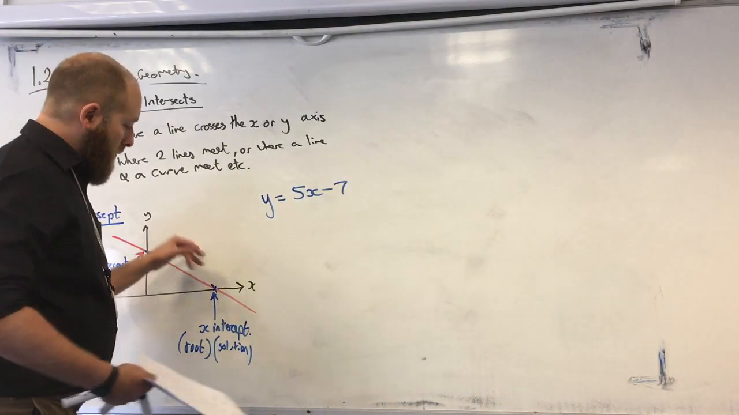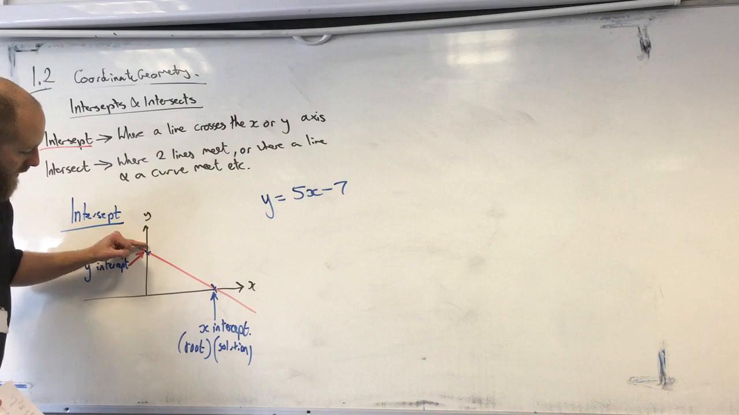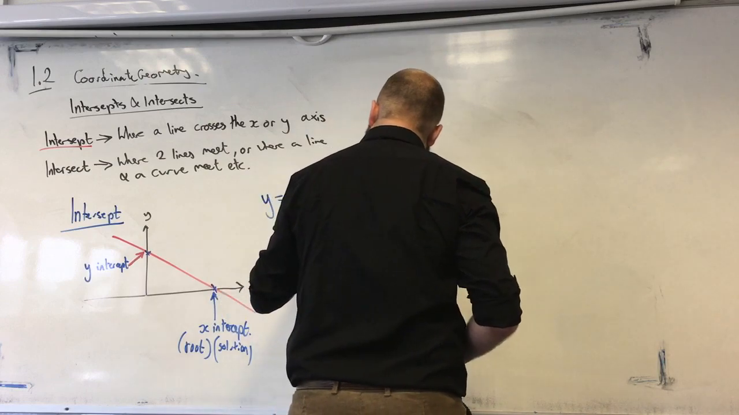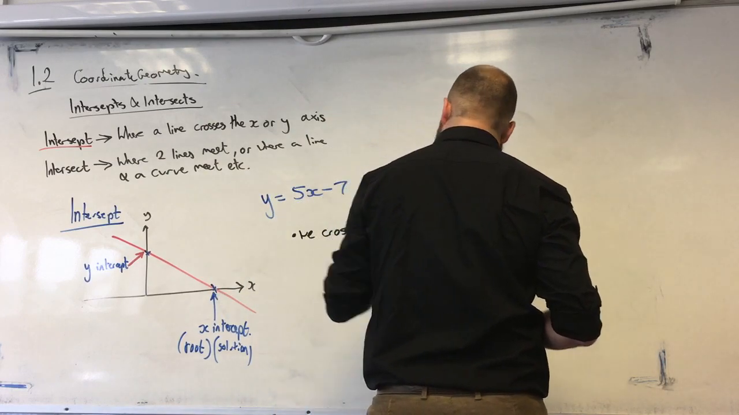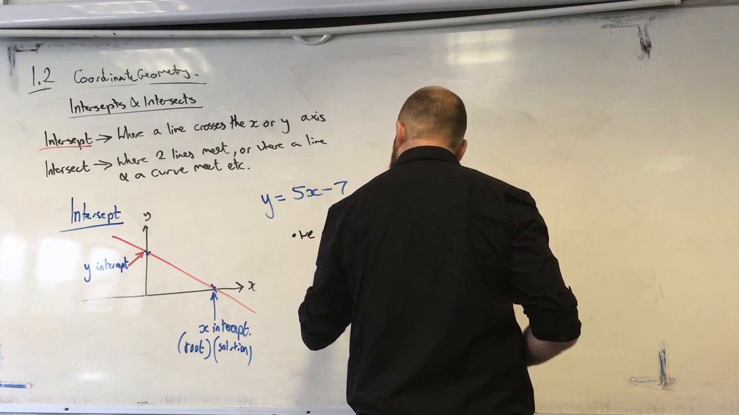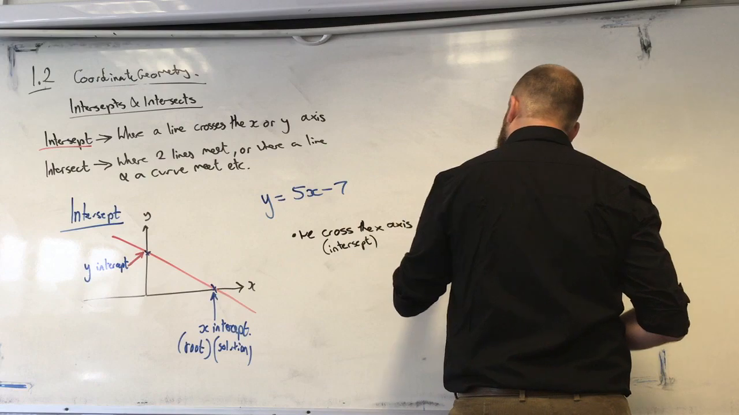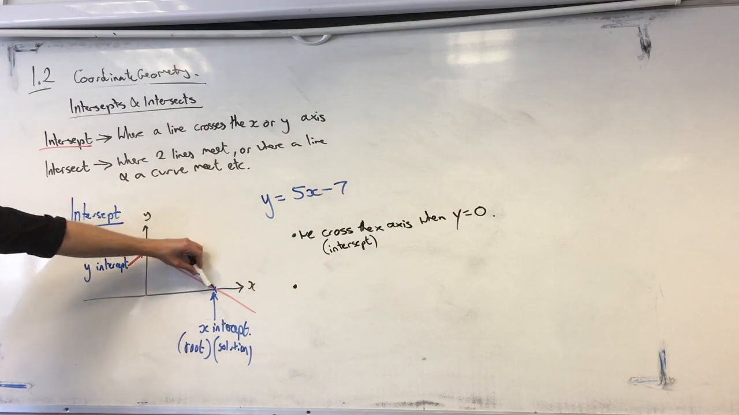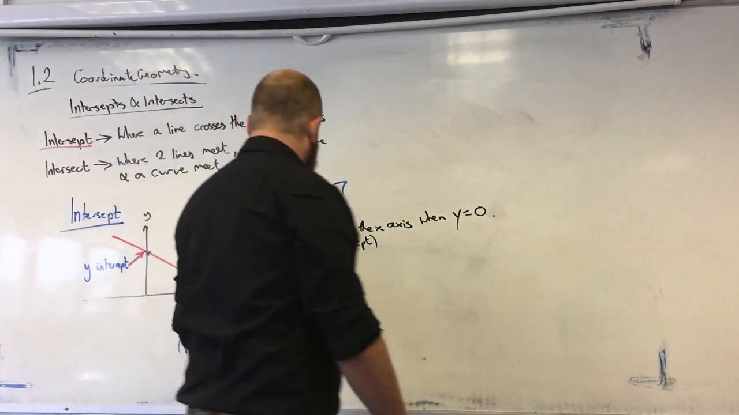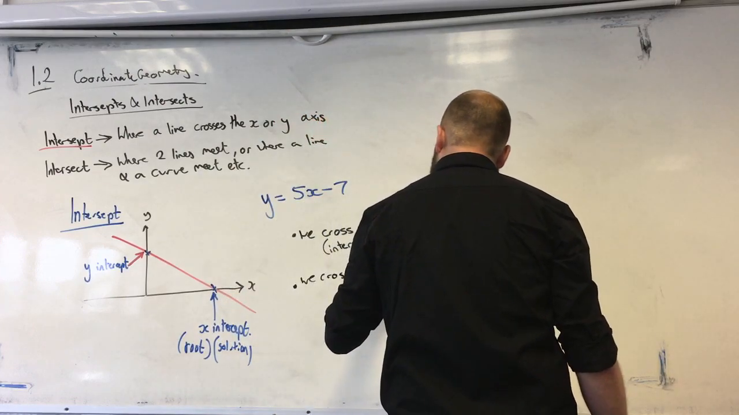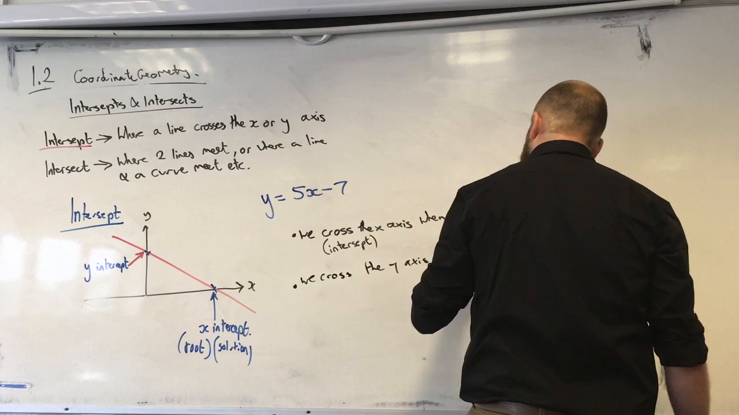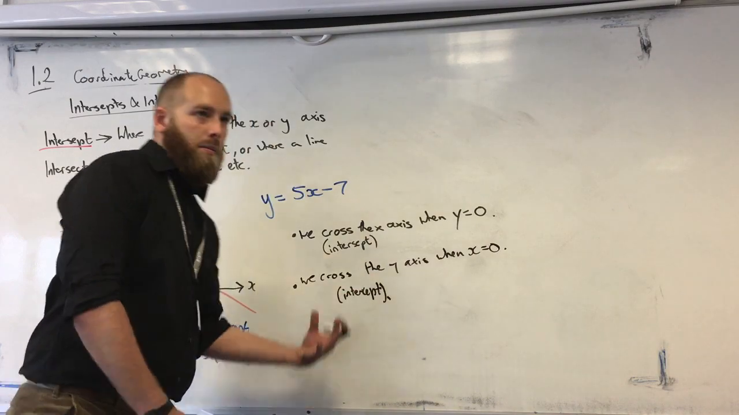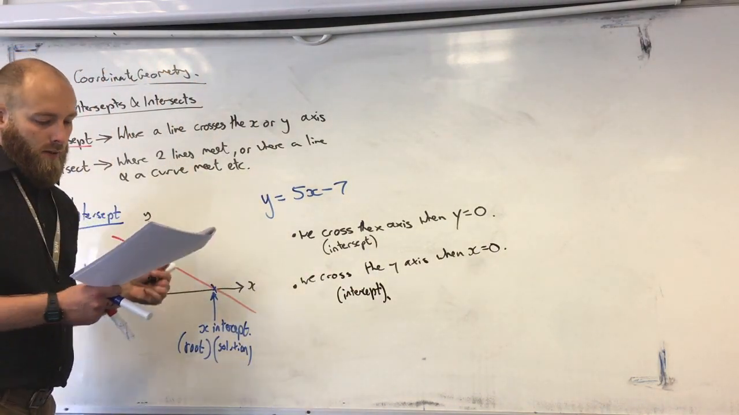Okay, so hopefully some of you will have spotted we cross the x-axis when our y value is 0. So we'll write that up. We cross the x-axis, in other words, we intercept when y equals 0. And same is true for the y-intercept. We cross the y-axis when x is 0. So to find the y-intercept and the x-intercept, we just make things 0 in the equation.